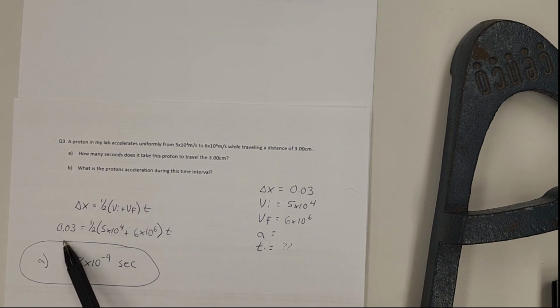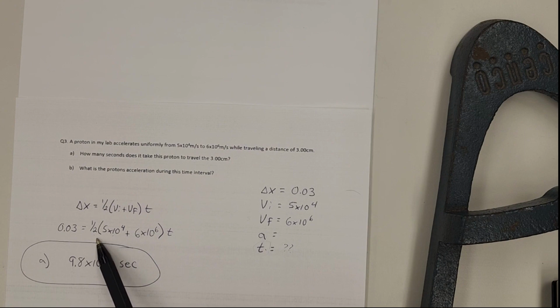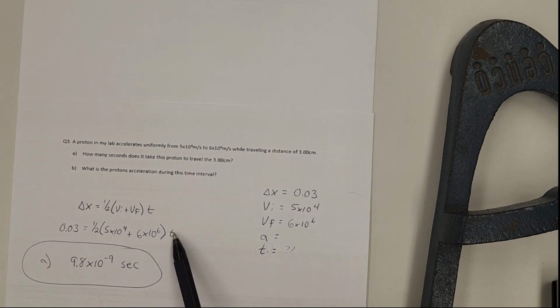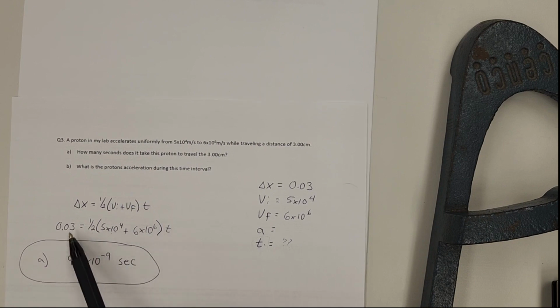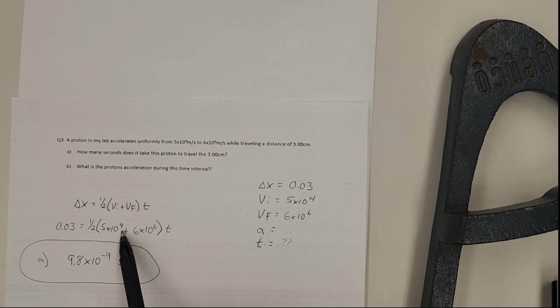The change in x we know, 0.03, equals 1/2 times the initial and final velocities, 5 times 10 to the 4th plus 6 times 10 to the 6th, multiplied by t, and t is what we're going to solve for. To solve this, being these are in brackets, I would figure out what 5 times 10 to the 4th plus 6 times 10 to the 6th is and get a number. I'd multiply that number by 1/2, so I'd have a number times t. I would then get t by itself by dividing both sides by that entire number.